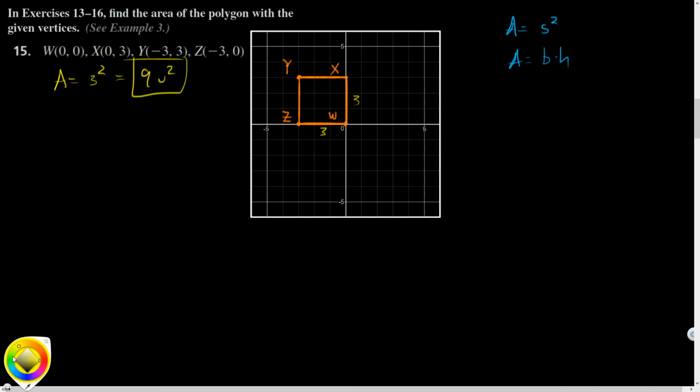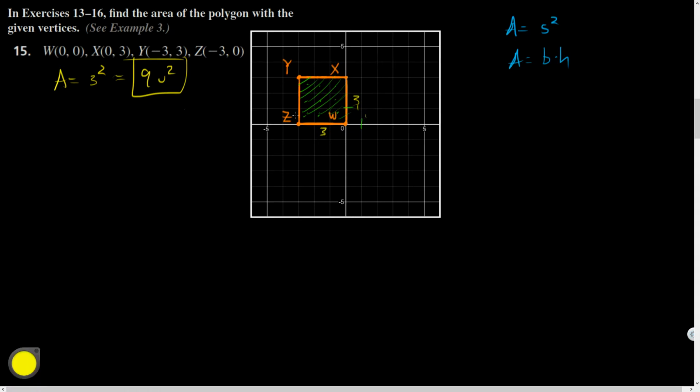Another way you could have done that is because the grids were 1 by 1. If that was a different number, you can't just look at this and count the boxes. But notice that there's 9 square units that fit inside that space. You can count it only if the grid is 1 by 1.